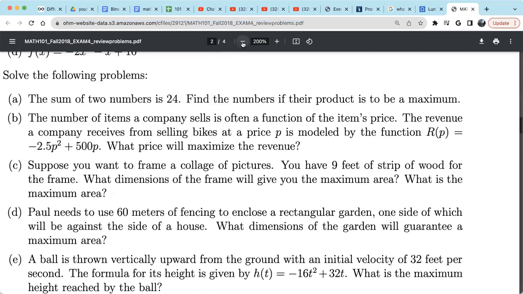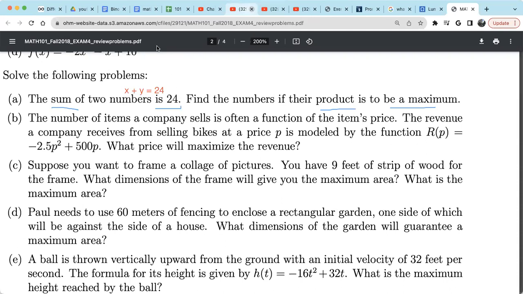Okay, the first question is the sum of two numbers is 24. Let me grab my pen. The sum of two numbers is 24. So find the numbers if their product is to be maximum. All right, how do we use a quadratic function to model this? I have two numbers, right? So the sum is 24, that means x plus y equals 24. Because I have two numbers, I call one x, I call the other one y. So x plus y equals 24.